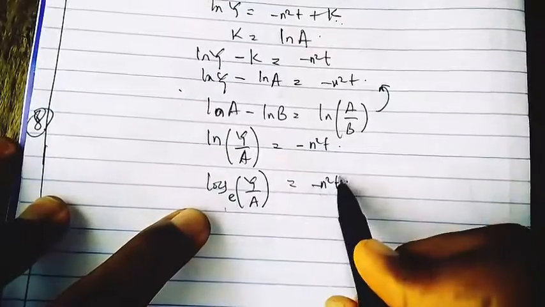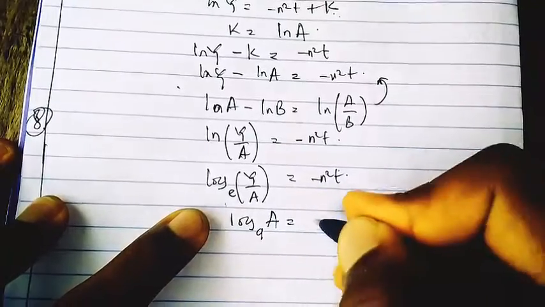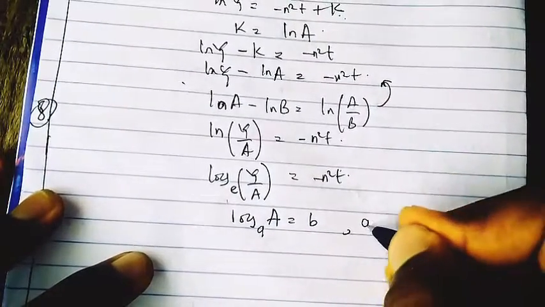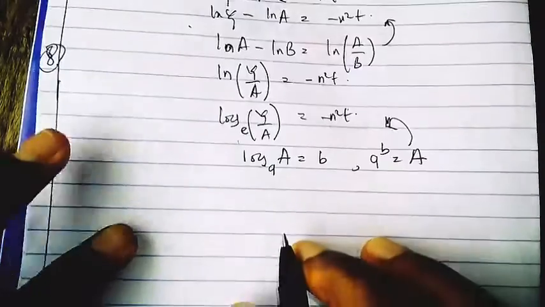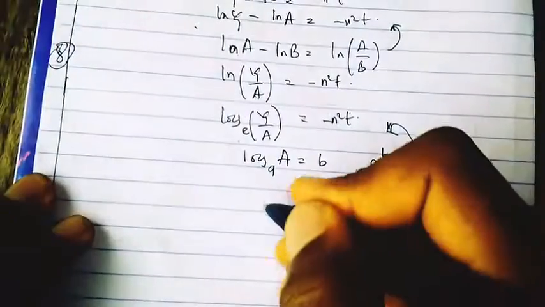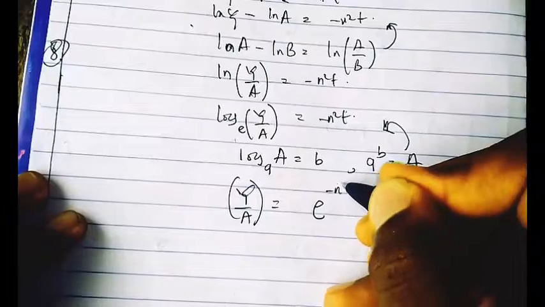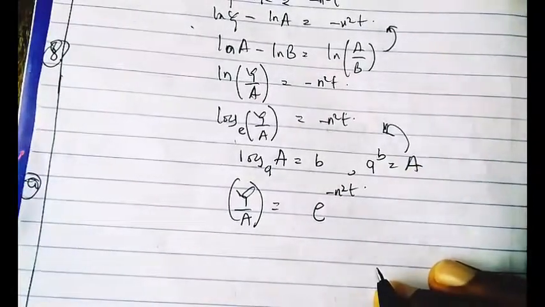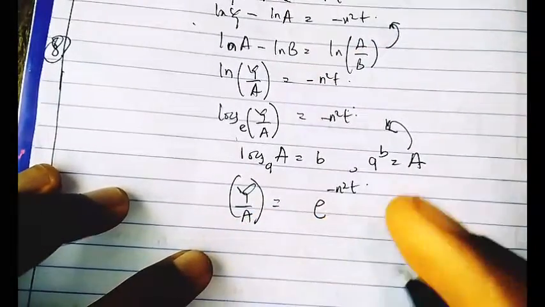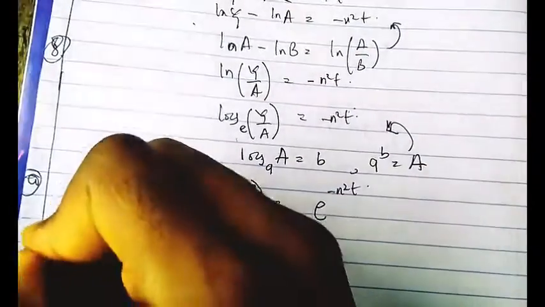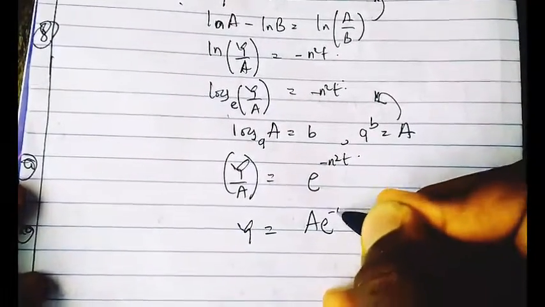Taking the exponential, based on the rule of logarithm, log to the base a of b equal to c can be written as a to the power c equals b. I'm going to apply it here also. Let's call this step 9. So y over a equals the exponential of minus n squared t. I applied this rule here. Then I can cross multiply both sides, so I'll be left with y equal to a times the exponential of minus n squared t.